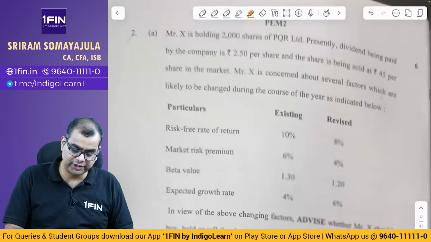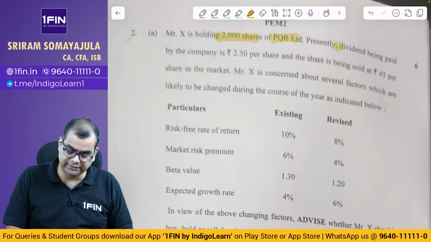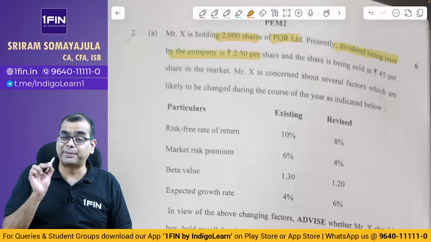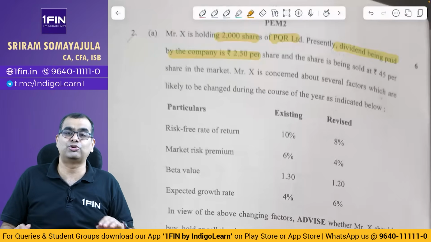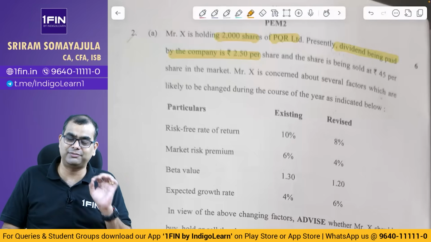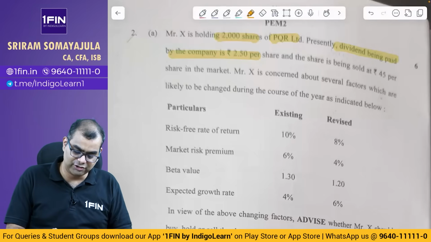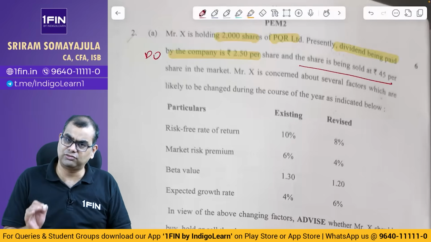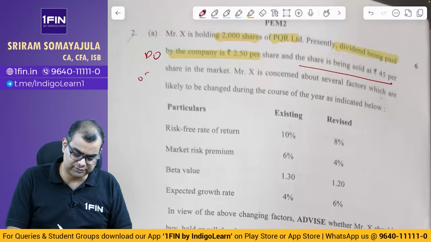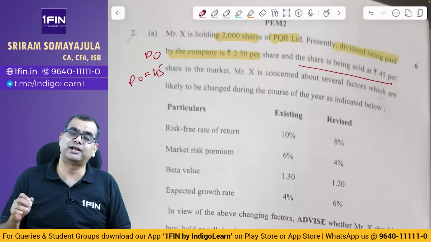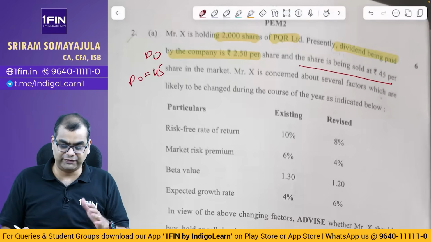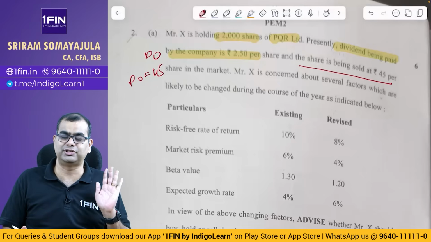Next, Mr. X is holding 2,000 shares of PQR. Presently, the dividend being paid by the company is 2.5. Is it paid for next year, or is it last year's? You have to assume it is the previous one. This is a fundamental mistake; I think 2 or 3 people pinged me also. You have to assume this as D0, and the share is being sold at 45. Very good, P0 is 45. Some of you might have assumed that being paid can refer to next year's dividend. On the face of it, to me it appears to be P0, D0.